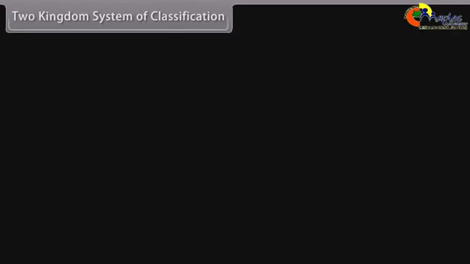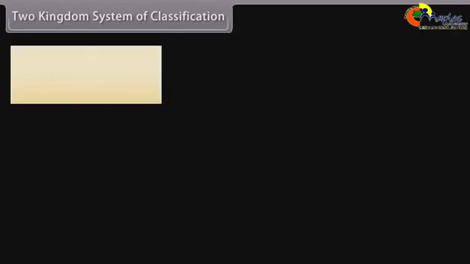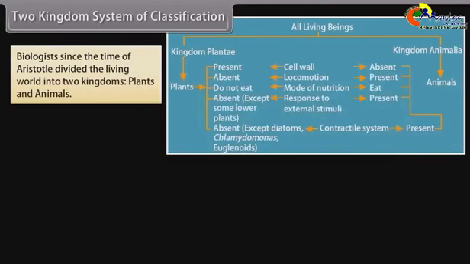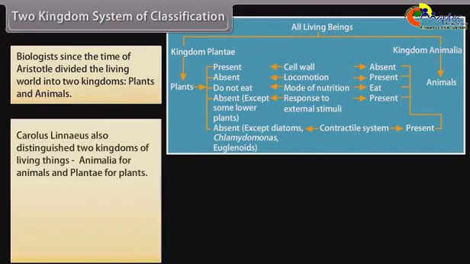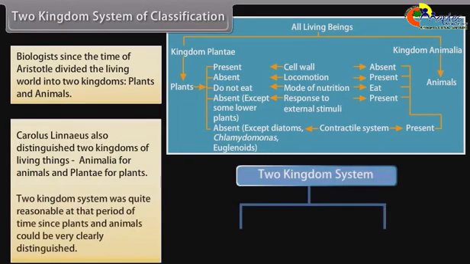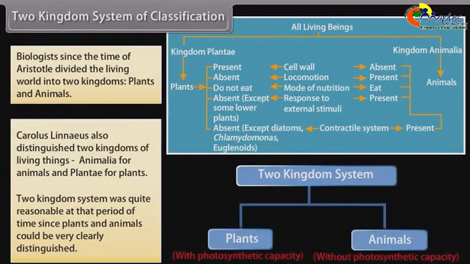Two-kingdom system of classification. Biologists since the time of Aristotle divided the living world into two kingdoms, plants and animals. Carolus Linnaeus also distinguished two kingdoms of living things: Animalia for animals and Plantae for plants. Two-kingdom system was quite reasonable at that period of time, since plants and animals could be very clearly distinguished.